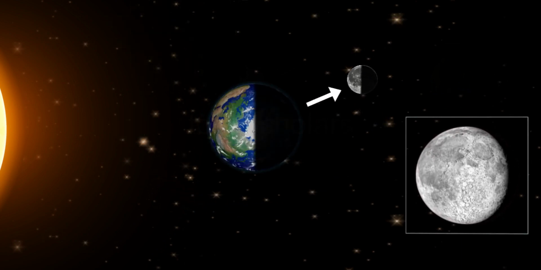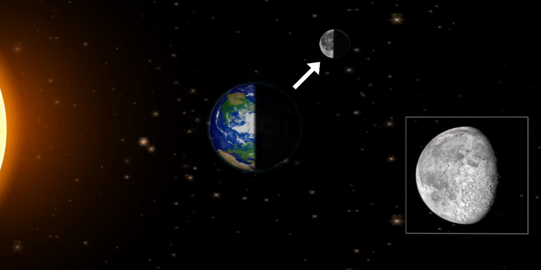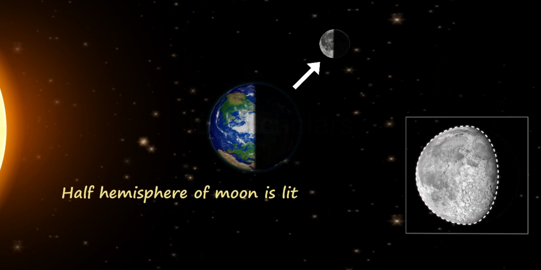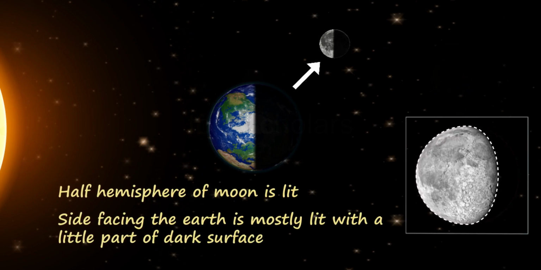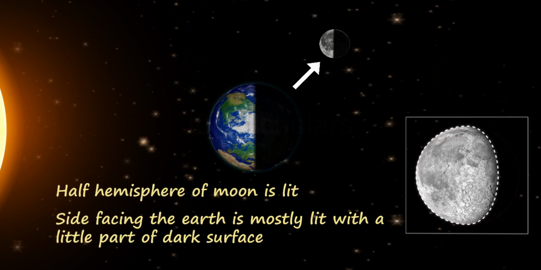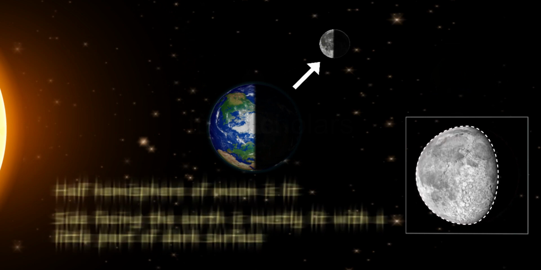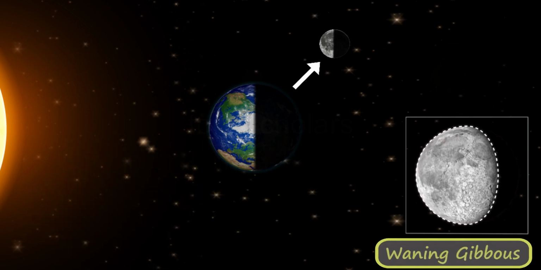After a few days, the moon has travelled ahead. Here also, the half hemisphere of the moon is lit, but the side facing the Earth is almost lit, with a little part of dark surface. This is where we see the gibbous moon. Since the size of the moon is decreasing, we call it a waning gibbous.